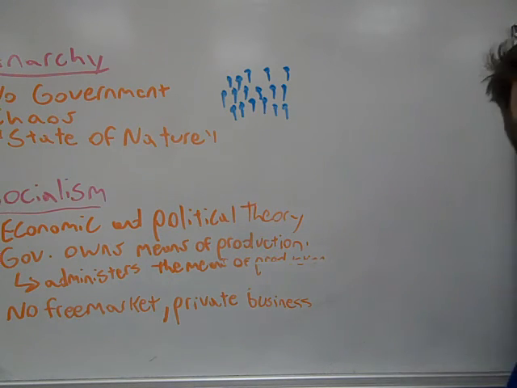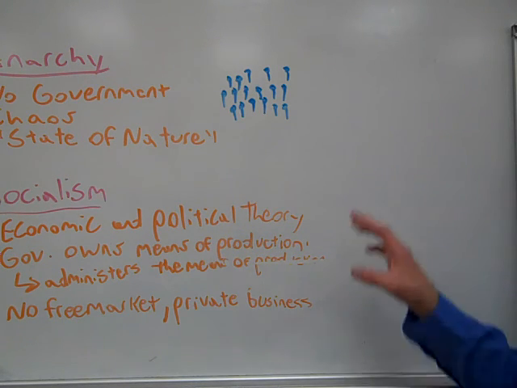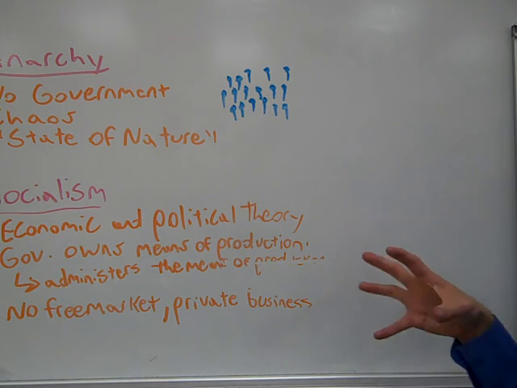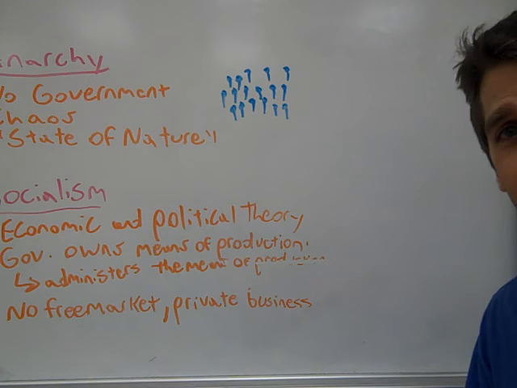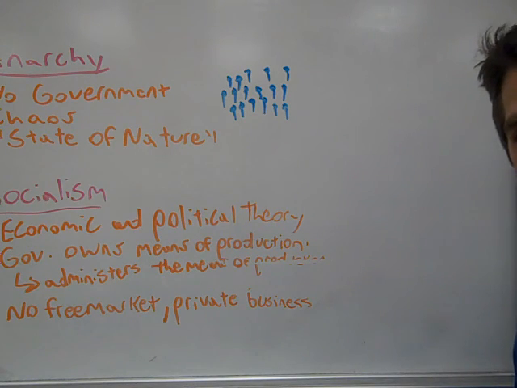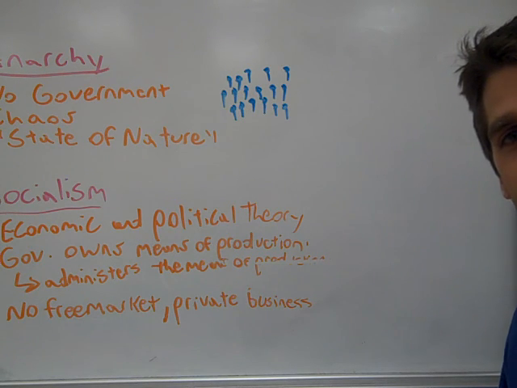You have oligarchy, rule of the few. You have autocracy, rule of one. You have anarchy, where there is no government, it's chaos. Socialism, where the government is controlling large sectors of the economy, but it's not quite communist yet. Those are forms of government. We're going to look more in depth at these today.